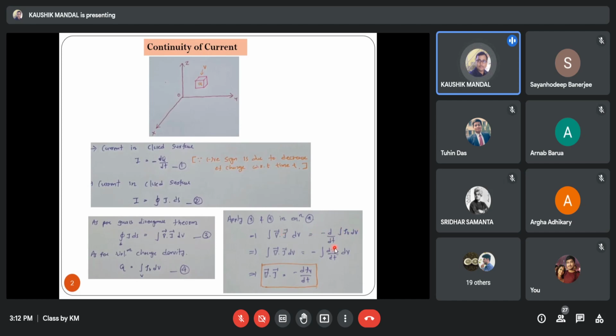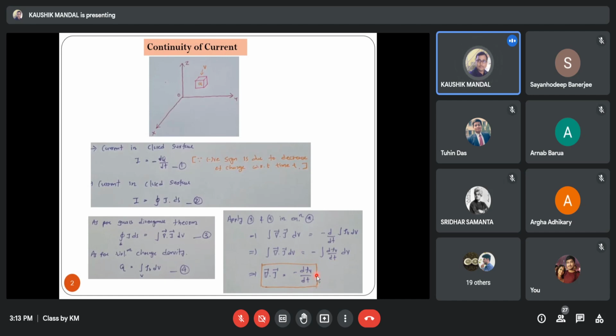If we simplify this, we get divergence of J dv equal to minus d(rho v)/dt over the volume integral dv. On both sides of this equation we have the volume integral, so we can cancel it, and finally we get divergence of J equal to minus d(rho v)/dt. This particular equation provides the relation between the current density and the volume charge density.